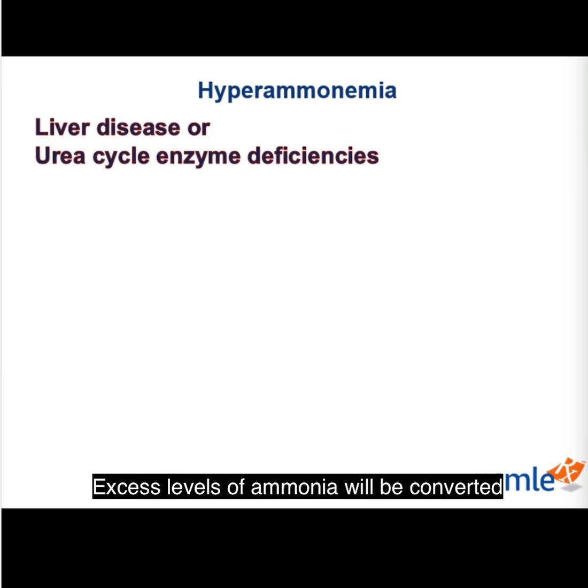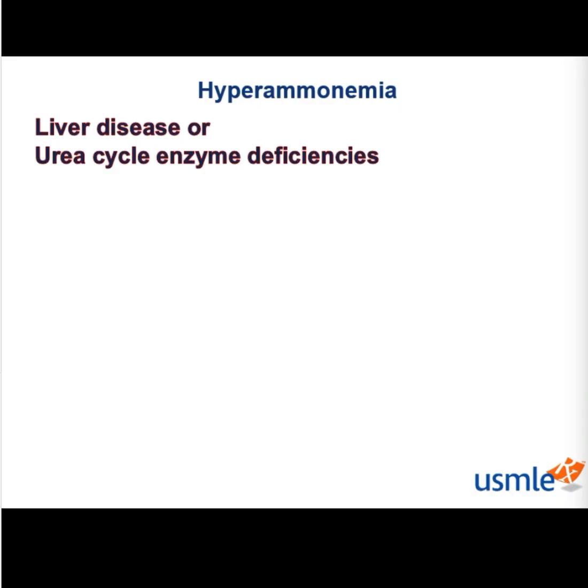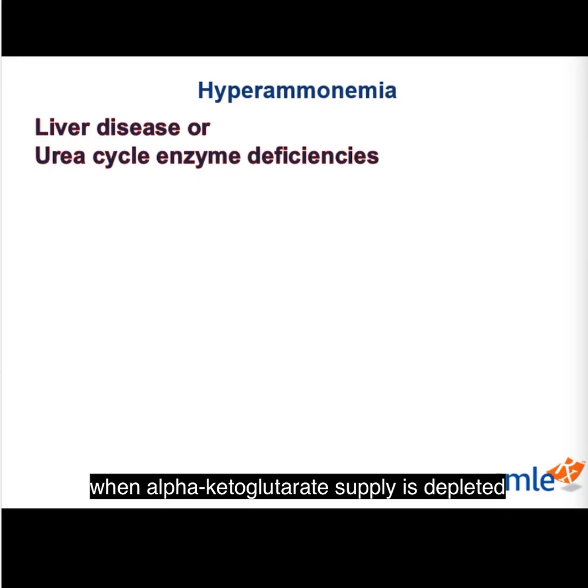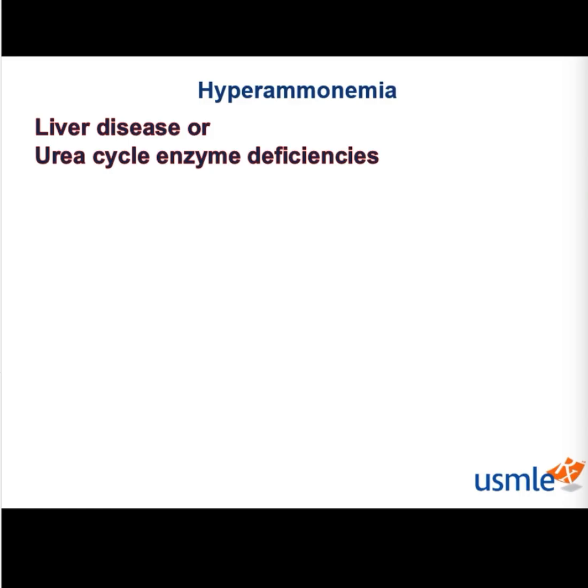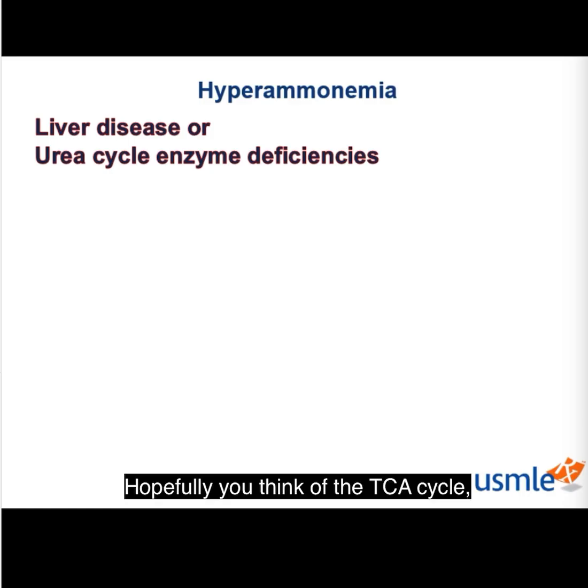Excess levels of ammonia will be converted to alpha-ketoglutarate to form glutamate. This depletes the supply of alpha-ketoglutarate. When alpha-ketoglutarate supply is depleted, which important metabolic cycle is inhibited? Hopefully, you think of the TCA cycle.